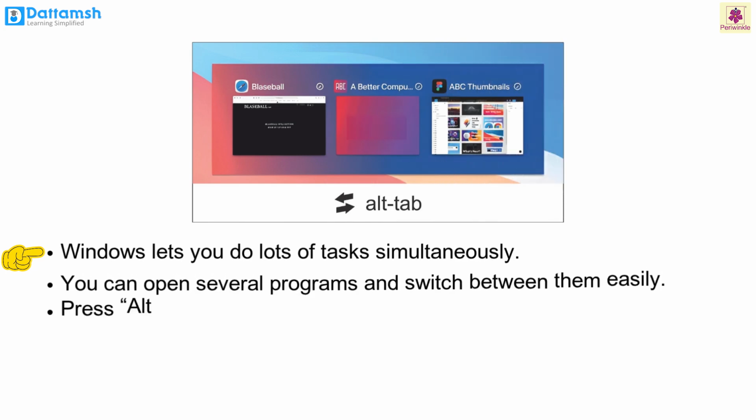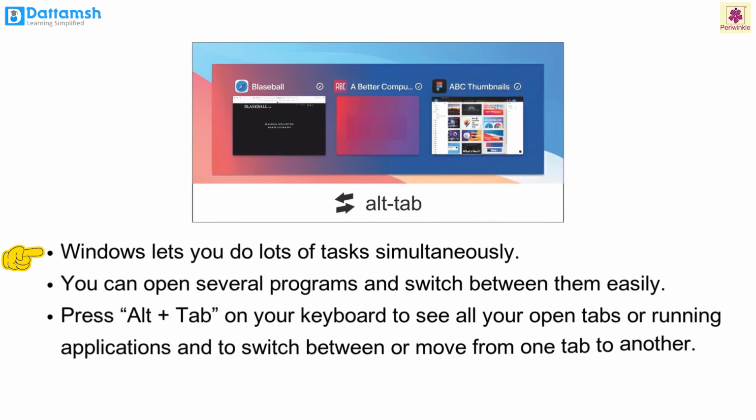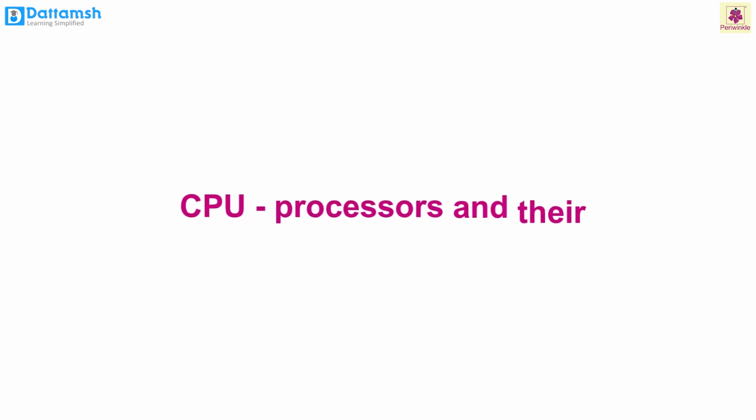Windows lets you do lots of tasks simultaneously. You can open several programs and switch between them easily. Press Alt plus Tab on your keyboard to see all your open tabs or running applications and to switch between or move from one tab to another. Next, we will learn about CPU, processors and their speed.